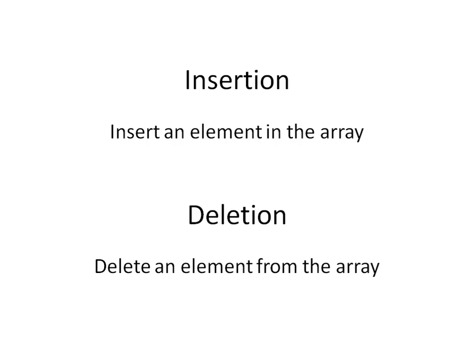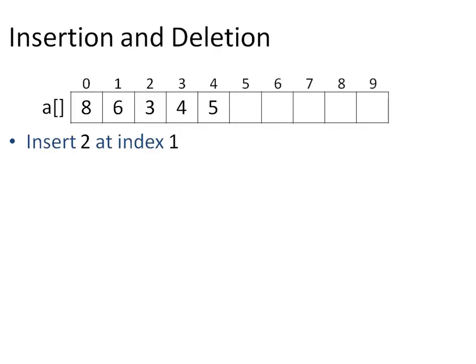And deletion means we have to first search for the element in the array. If found, that is, the search is successful, then delete the element by overwriting the elements of the array. Let's say we have an array of 5 elements: 8, 6, 3, 4, and 5. Now we have to insert a new element with value 2 at index 1.